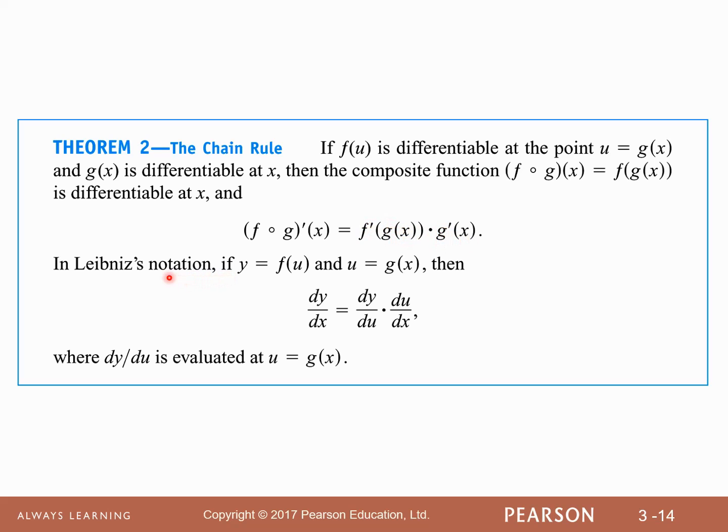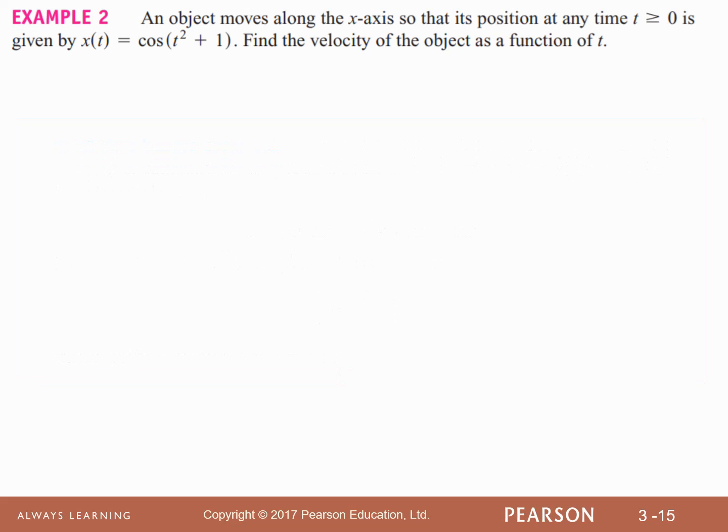In Leibniz notation, if y equals f of u and u equals g of x, then dy by dx equals dy by du multiplied by du by dx, where dy by du is evaluated at u equal to g of x. When we take some examples, it's going to be clear.